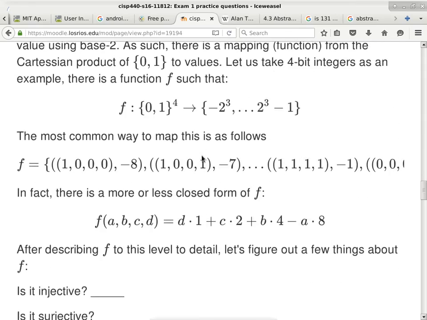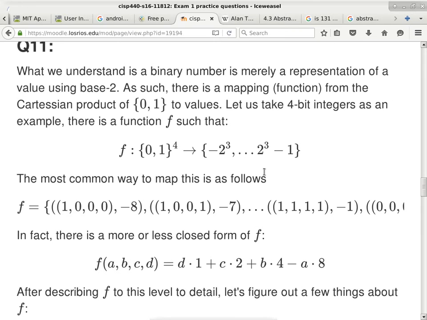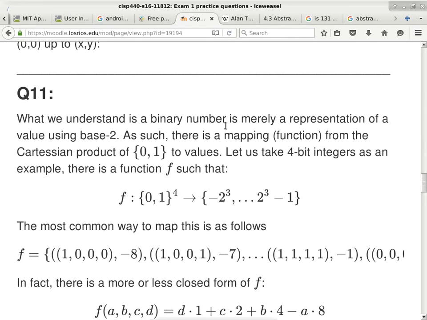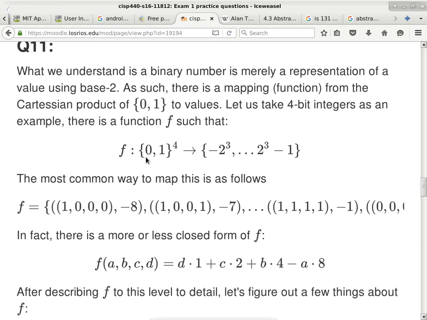Let's see, there's number 11. Oh, number 11 is good. This one, okay. What we understand as a binary number is merely a representation of the value using base 2. As such, there is a mapping, a function from the Cartesian product of {0, 1} as a set to the values that we want to represent. So this is a 4-bit number. As a 4-bit number, when I use a power symbol like this, it means it's a Cartesian product. It's {0, 1} cross {0, 1} cross {0, 1} cross {0, 1}.